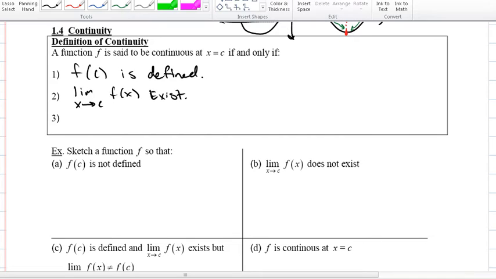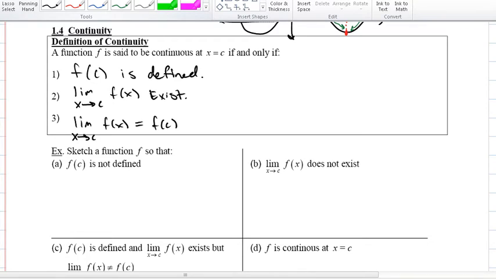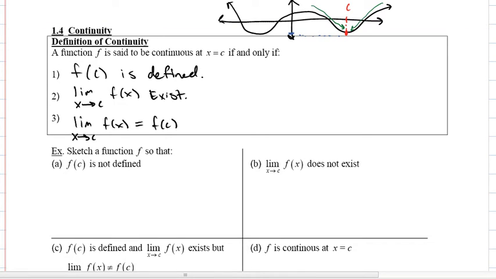Now here's the most important part of the definition. The third condition is the limit as x approaches c of f of x must equal f of c, the point. In other words, the limit equals the point. And as we can tell from the picture above, the limit exists, the point exists, and they both seem to have the same y value. In other words, if I were to trace this point right here, I can see that the limit and the point equal the same value. So that is the definition of a continuous function. And you can test this function at any c you want to test it on. It doesn't have to just be that one point.